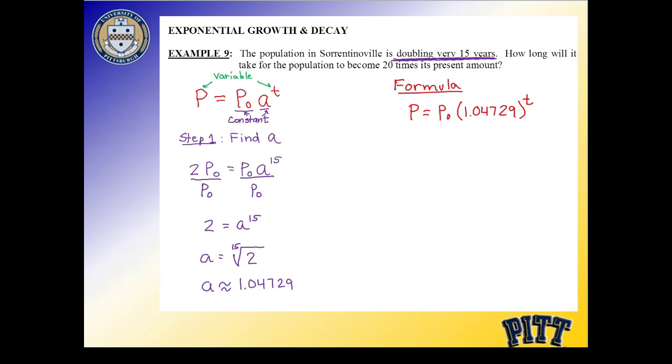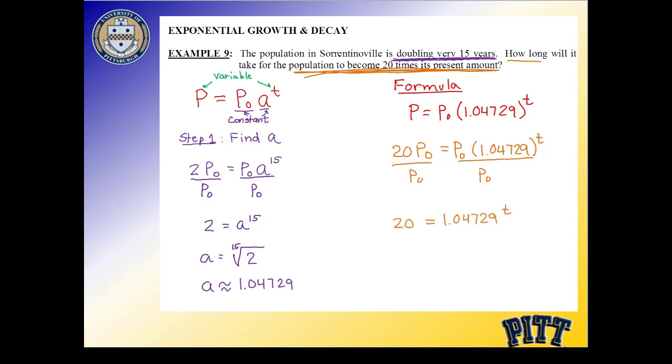So now I'm ready to answer the question. How long will it take for the population to become 20 times its present amount? The present amount being P sub 0. So I want the final amount to be 20 times the original amount. I'm looking for the time. Again, I'm going to divide both sides by P sub 0, and they would cancel. So I'm looking to solve the equation 20 equals 1.04729 to the t power, which means I'm going to be doing a log base 1.04729 of 20, which is the same thing as the log of 20 over the log of 1.04729.